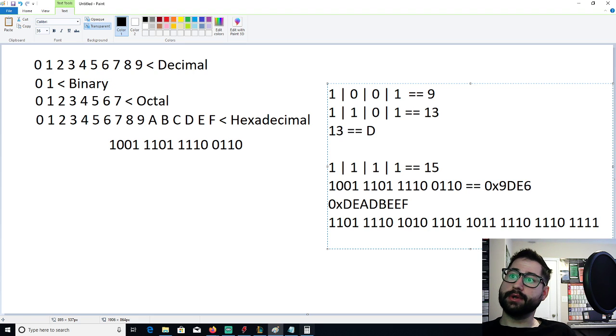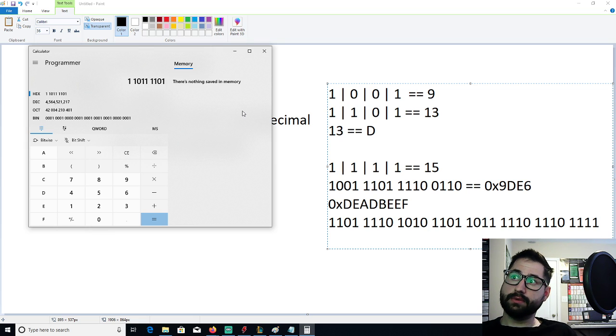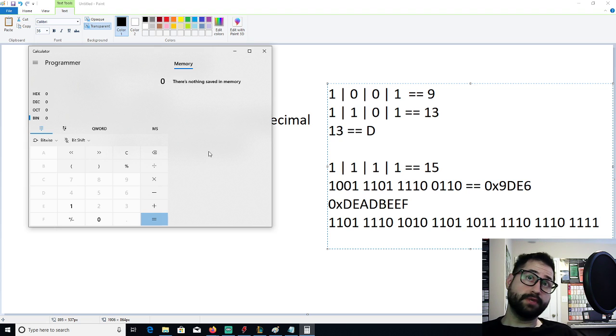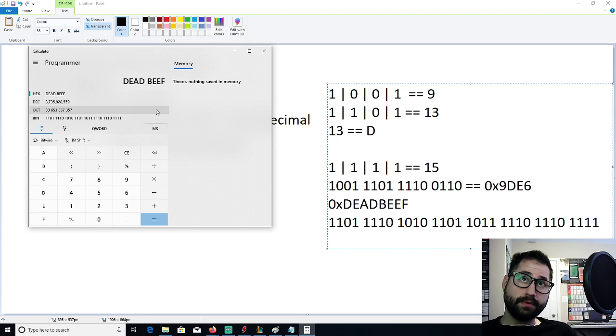We're about to find out, right? We're going to go to the calculator and type in 1101, 1110, 1010, 1011, 1110, 1110, 1111. Oh, I'm typing that into hex still, which gave us a huge number. Don't do that. And as you can see here, we got dead beef. So it converts perfectly, and that's a reason why you'll see so many hex representations of binary numbers on computers.